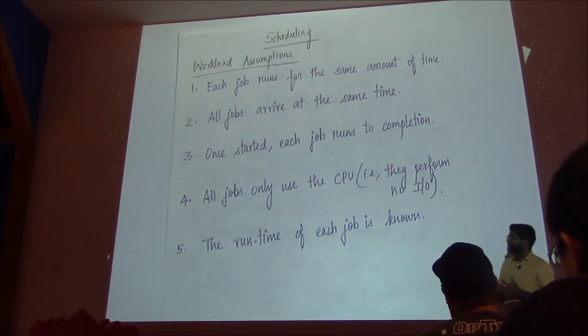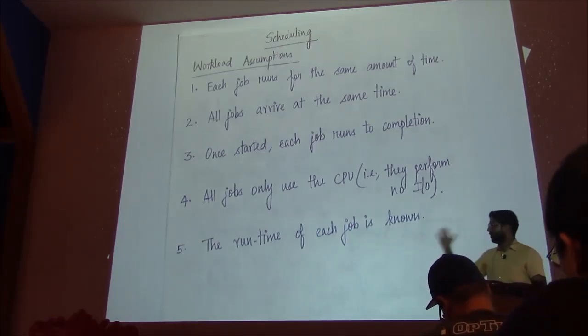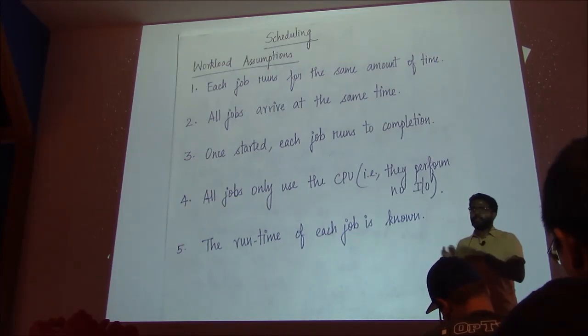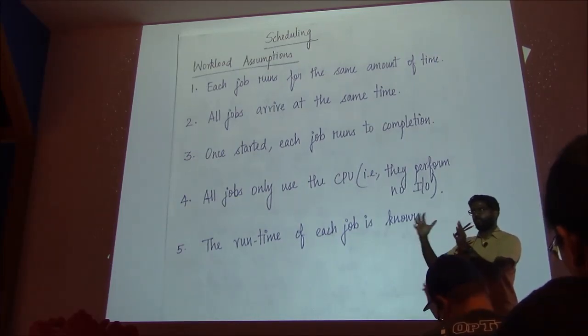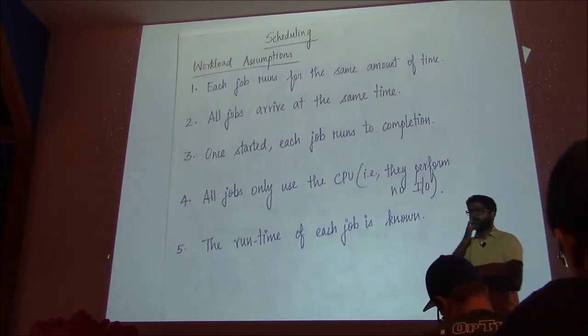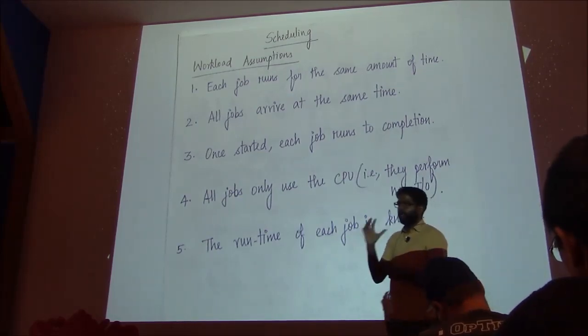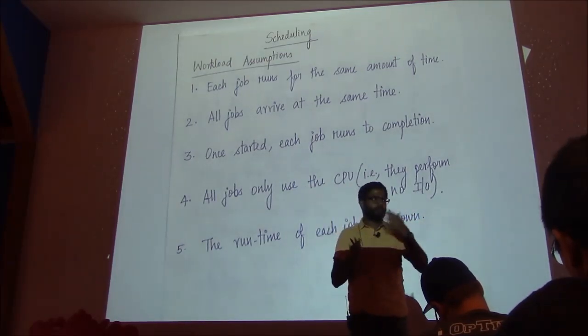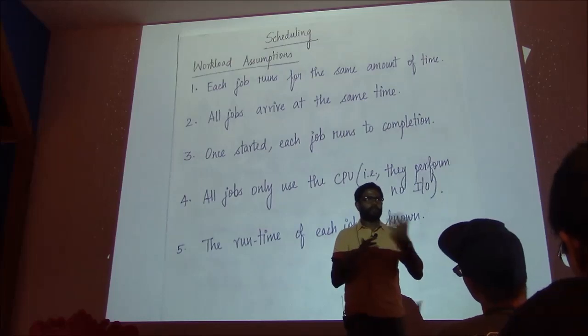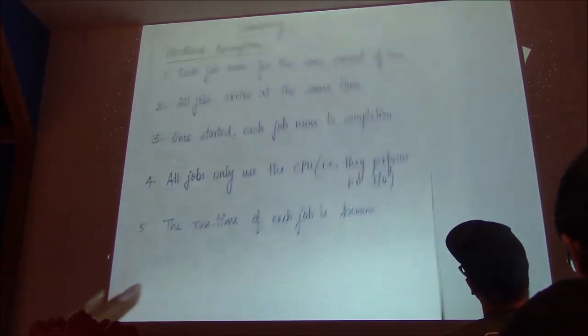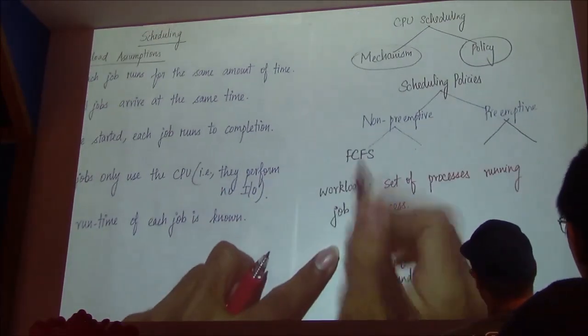The last assumption is that the runtime of each job is known. We assume that when a job enters the system, we know the maximum time that this job needs to run. The three jobs that we are considering, A, B, and C, from the perspective of the scheduler or the operating system, we know that job A needs to run for 10 seconds, job B again for 10 more seconds, and job C for 10 seconds, something like that. We know the runtime of each job. With these assumptions, the first scheduling policy that we are going to see is this. First come, first serve.